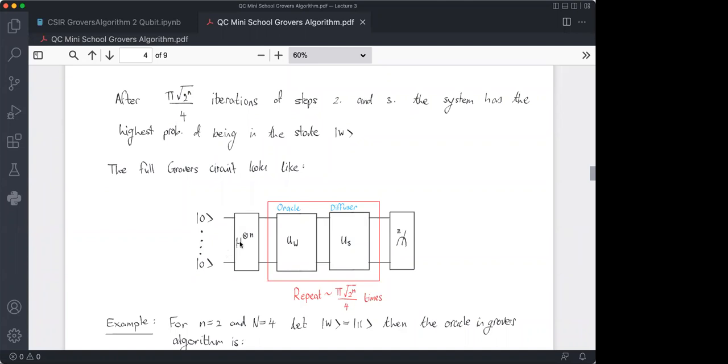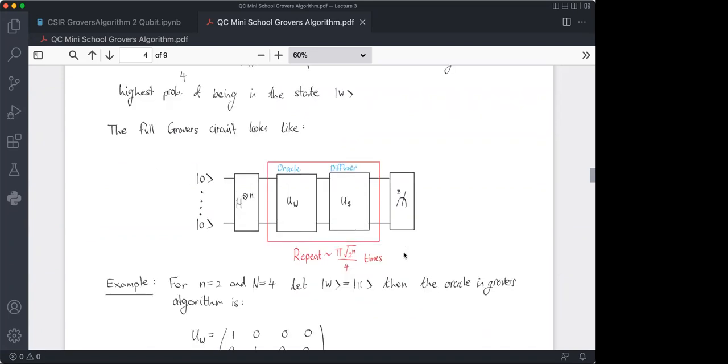The full Grover circuit is just going to look something like this. We start with everything in 0. We apply the uniform superposition. We apply the oracle, which will flip the sign, or do the phase kickback, on the winning state or the solution state. We apply the diffuser, and we repeat that this many number of times, and we measure. If, for example, we want to look for the state 1-1, the probability of being in the state 1-1 will be the highest.